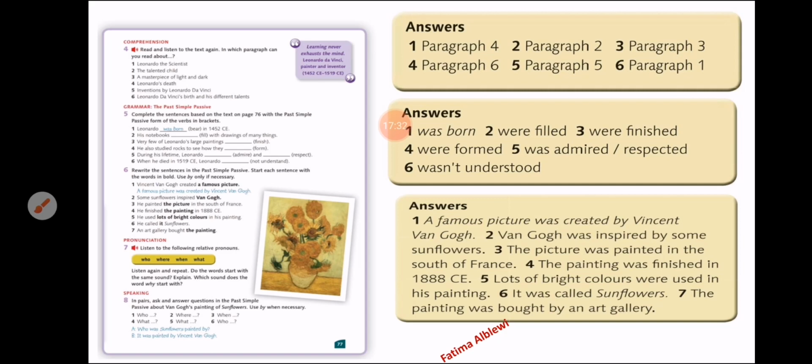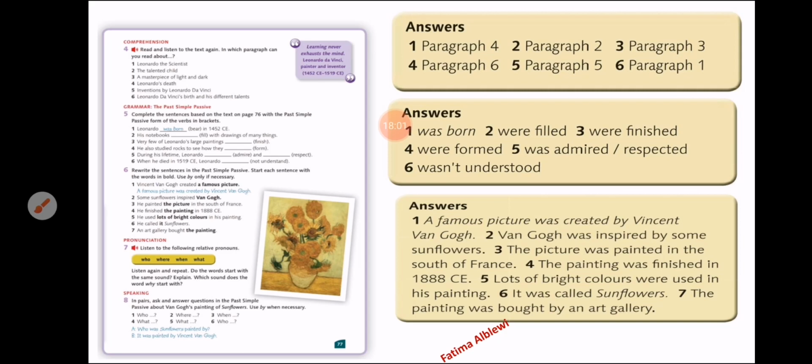Now exercise number 6. Rewrite the sentences in the past simple passive. Start each sentence with the words in bold. Use by only if necessary. Vincent van Gogh created a famous picture. A famous picture was created by Vincent van Gogh. Number 2. Some sunflowers inspired Van Gogh.